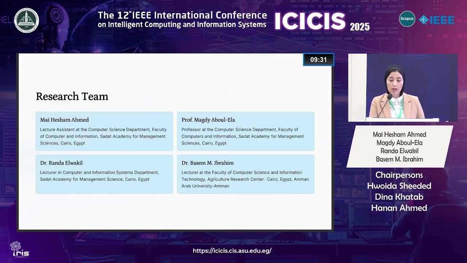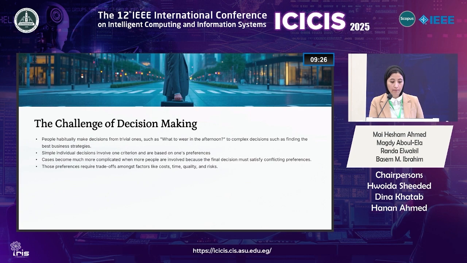My research team: Professor Magdi Abu Laila, Dr. Randa Al-Wakil, and Dr. Basim Ibrahim.